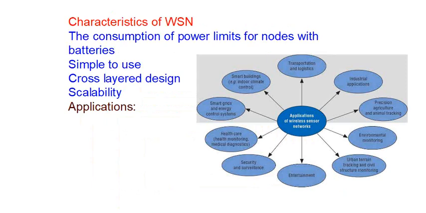As long as the applications are concerned, you can have a quick look at the different things shown there, right? You can use them in smart buildings, in transportation and logistics, industrial applications, precision agriculture, and animal tracking. As long as animal tracking is concerned, we have to use ad hoc mobile network architecture, which I have already mentioned earlier. Then environment monitoring, urban terrain tracking, civil structure monitoring for entertainment, security and surveillance. This is one field where you get a lot of info.